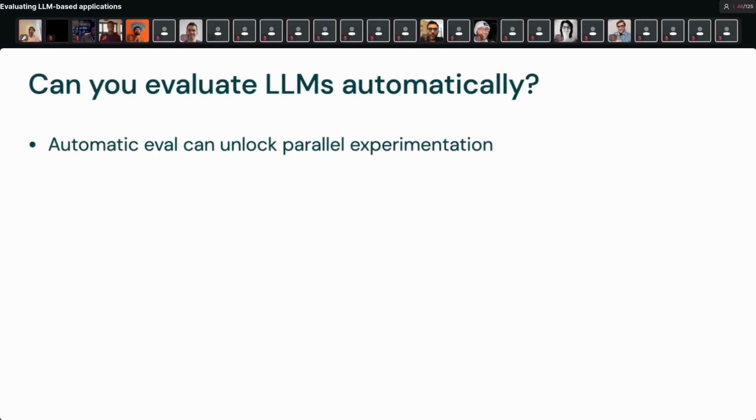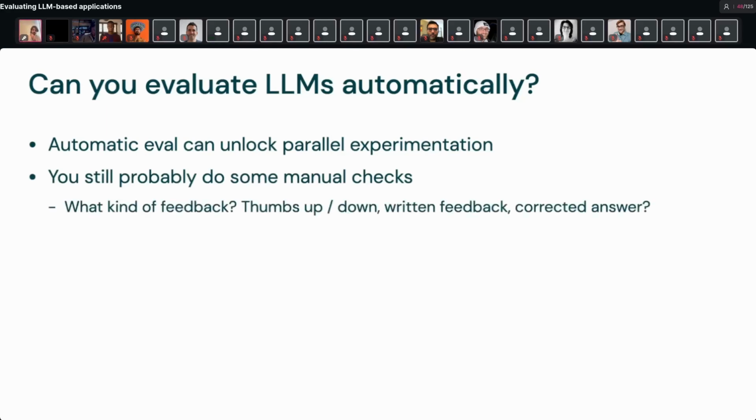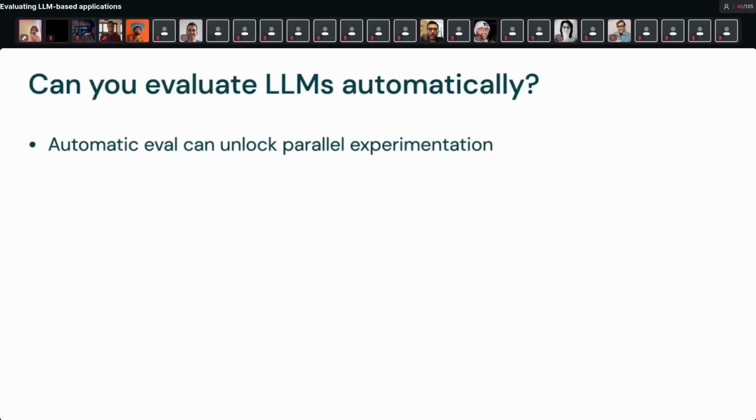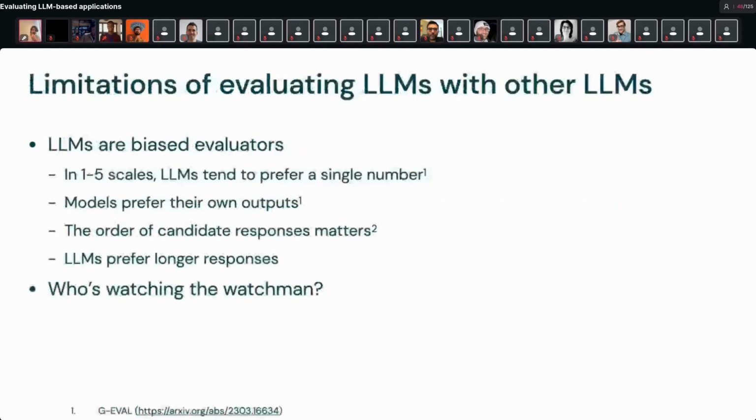The reason why is that automated evaluation using language models can unlock more parallel experimentation. If you need to rely on humans to do your evaluation, then that's just going to really slow you down in running your experiments. Before you actually roll out a model into production that was only evaluated using other models, you probably still want to do some manual checks. And that'll give you more confidence that it's actually doing the right thing.